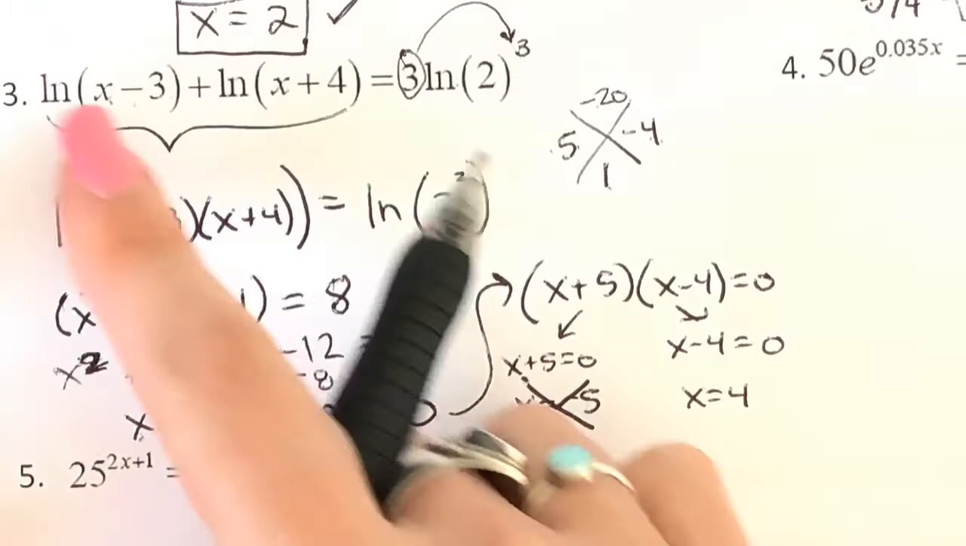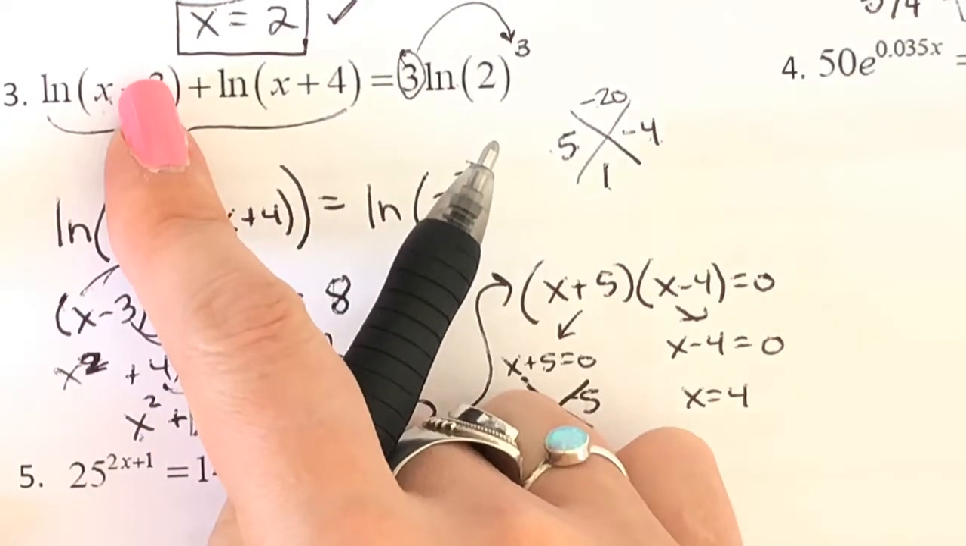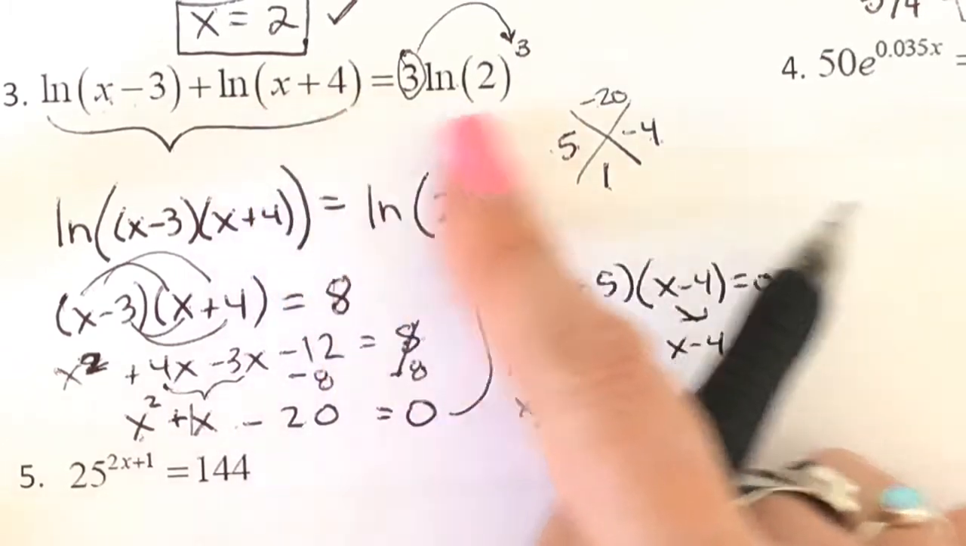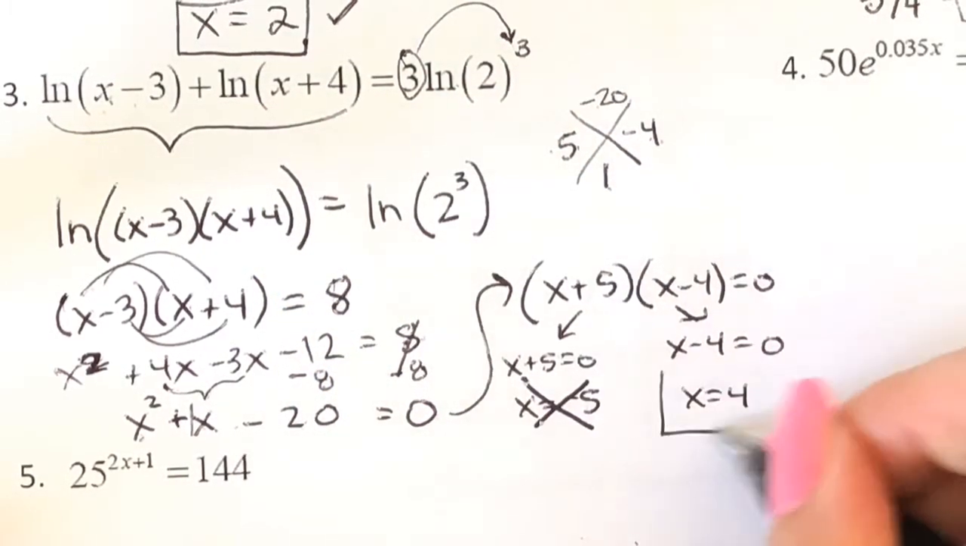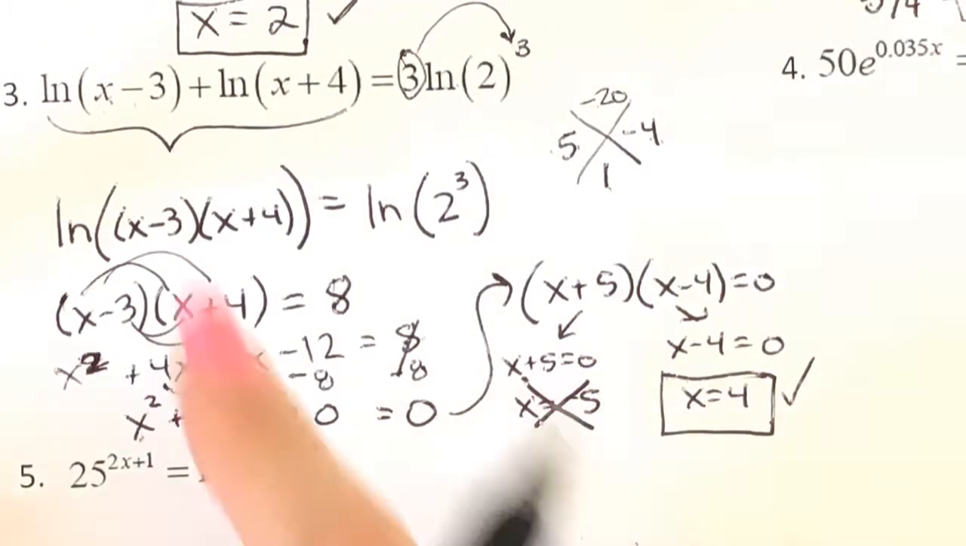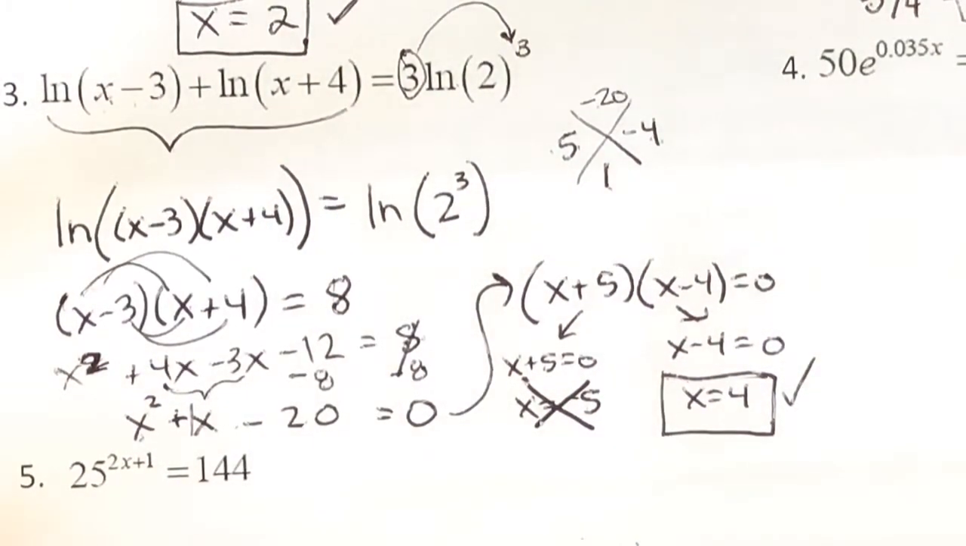If I plug 4 in, 4 minus 3 is 1, so that's good. 4 plus 4 is 8, that's positive, so that's good. And then there's no x's in that one. So this answer is okay. So we keep this one, we throw out the negative 5 because it's not going to work in our domain. So again, we can't have anything 0 or lower.